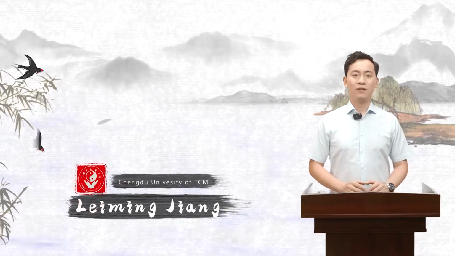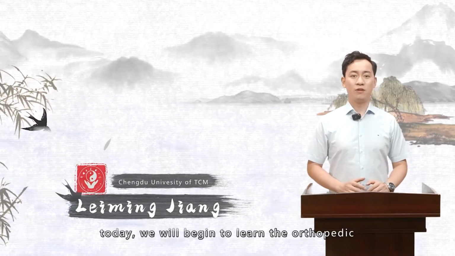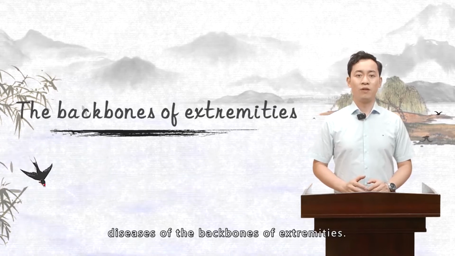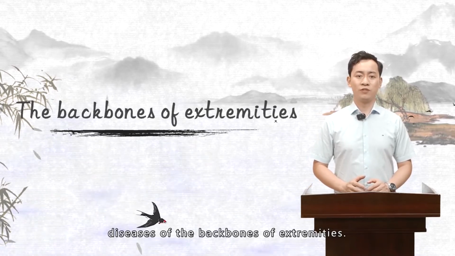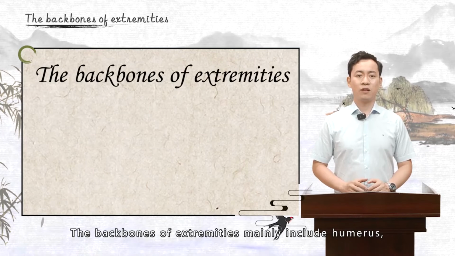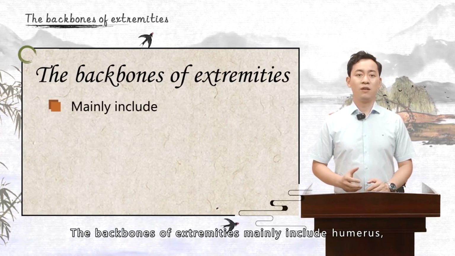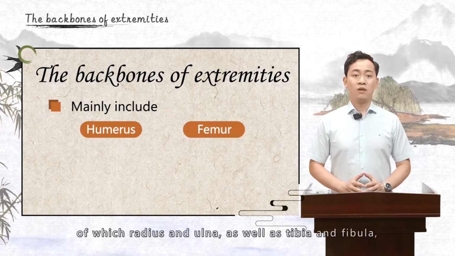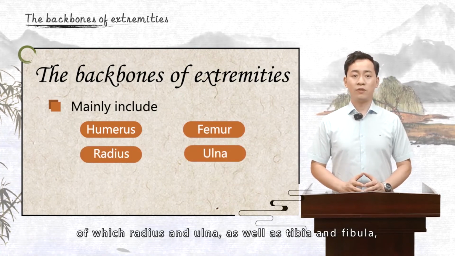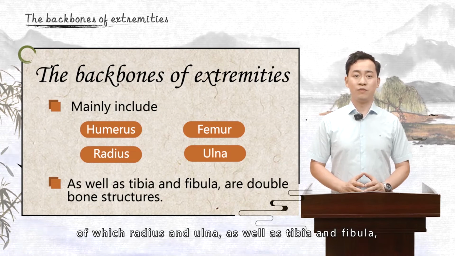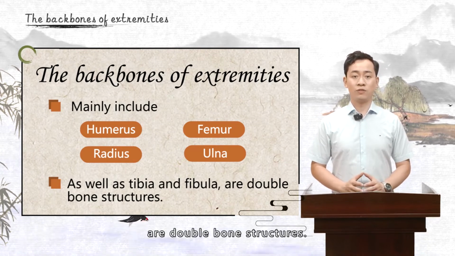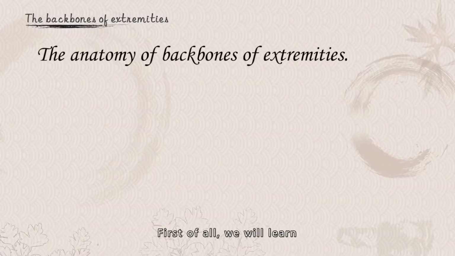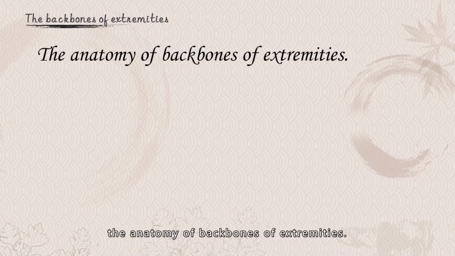Hello everyone. Today we will begin to learn the orthopedic disease of the backbones of extremities. The backbones of extremities mainly include the humerus, radius and ulna, as well as the femur, tibia and fibula, of which the radius and ulna, and the tibia and fibula, are double bone structures. First of all, we will learn the anatomy of backbones of extremities.